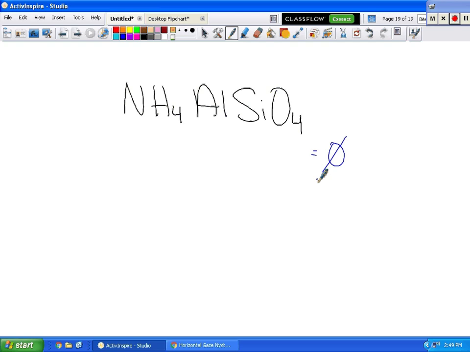Do you see a metal? Who is it? And what group is aluminum in? 13. So what's its charge? All right, so I've got 3+. I don't have fluorine, but do I have oxygen? Yes, so what's oxygen? -2. I have hydrogen, so what's hydrogen? +1. And then I've got 2 left. Go ahead. All right, I agree with that statement.